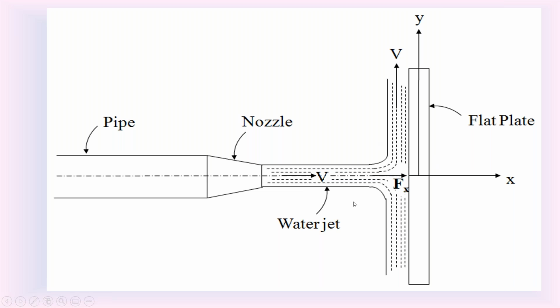Apply Newton's second law here. According to Newton's second law, the water jet is the first body and the metal plate is the second body. So the force exerted by the water jet on the metal plate, Fx, is equal to the rate of change of linear momentum of this water jet. Coming to the derivation of Fx.